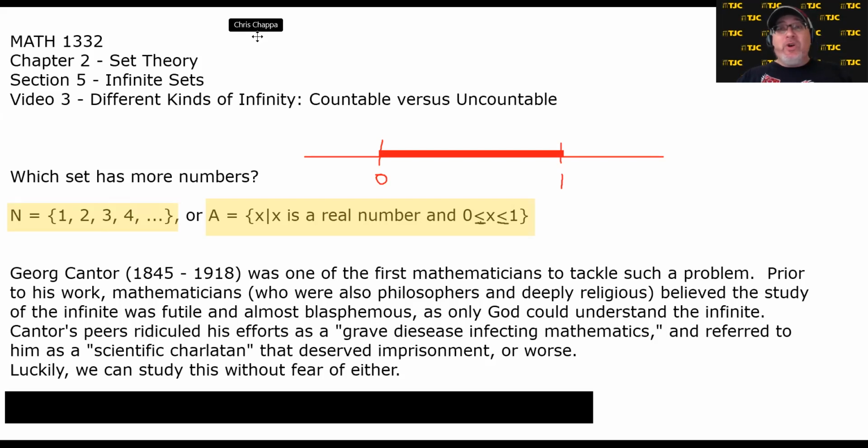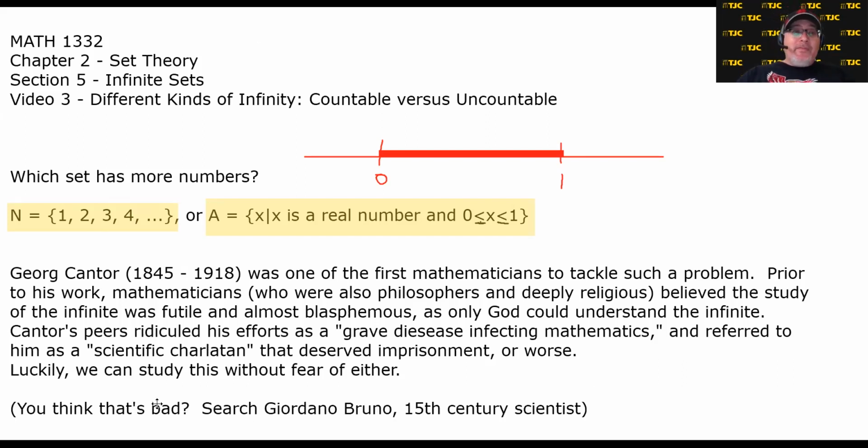By the way, Cantor was not put to death for his beliefs and studies in mathematics and science, but you think that's bad? Search Giordano Bruno, 16th century scientist, and you'll realize that we've come a long way when it comes to accepting scientific study alongside religion and philosophy, I should say.